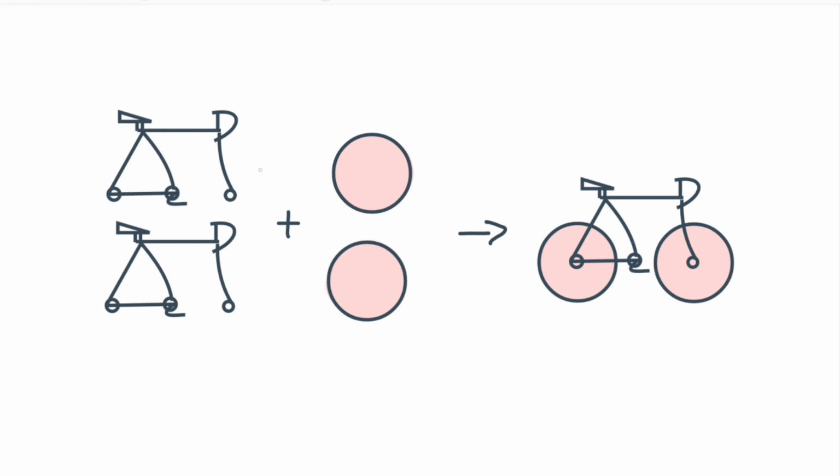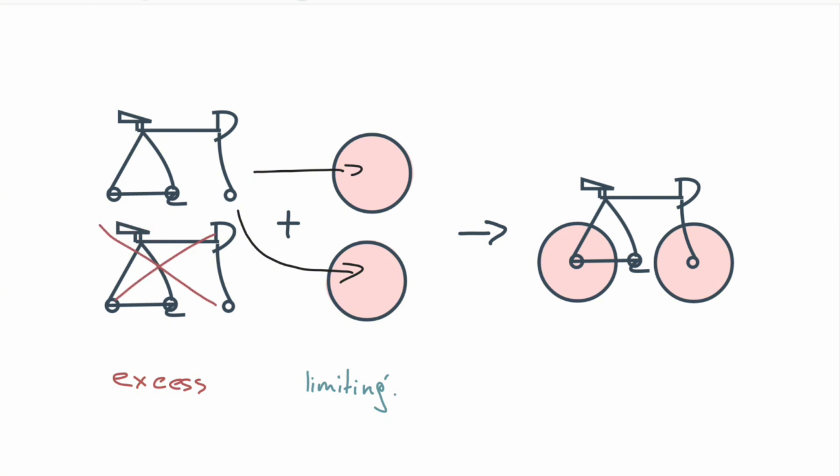So obviously, guys, you can build only one bike, because for each frame you will use two wheels. In chemistry, frames will be excess reagents and wheels will be limiting reagents. So the second frame is absolutely useless if you don't have two extra wheels.